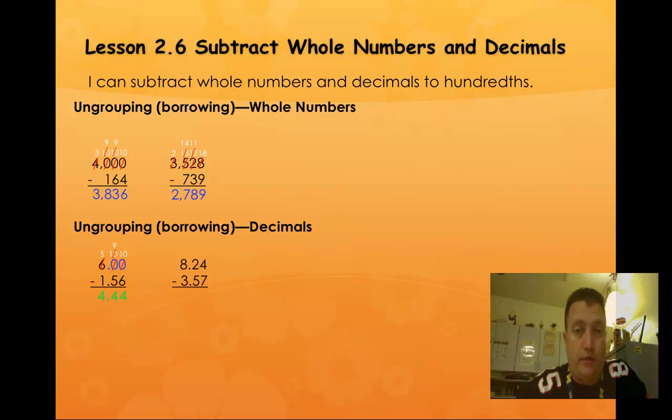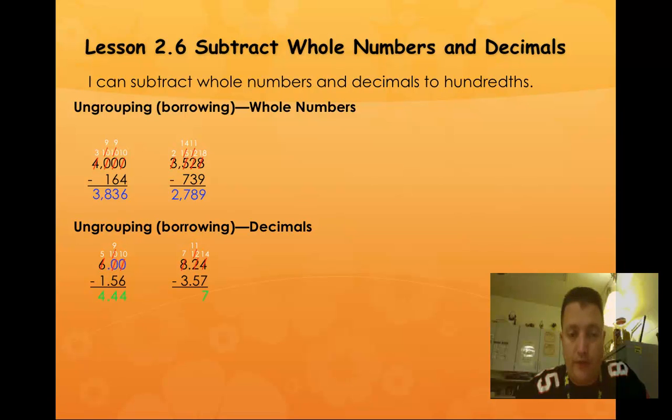$8.24 minus $3.57. I know it doesn't say dollars, but I don't care because it's easier for me to think of. Okay? So when I look at these, can't do it. Can't do it. I'm going to have to borrow. Okay. So I'm going to borrow from my dollars, make that $7, turn it into dimes. 10 dimes plus the 2 dimes I have is 12 dimes. I'm going to borrow a dime, leaving me 11. I'm going to take my 10 pennies and add it to my 4 pennies. That's 14 pennies. Now I'm going to subtract.